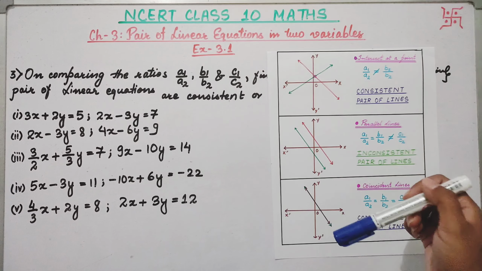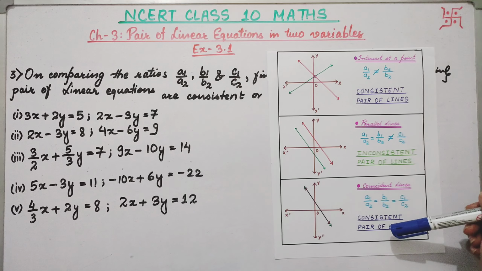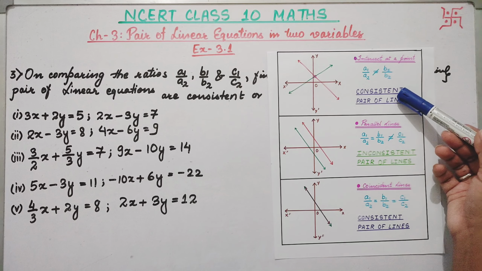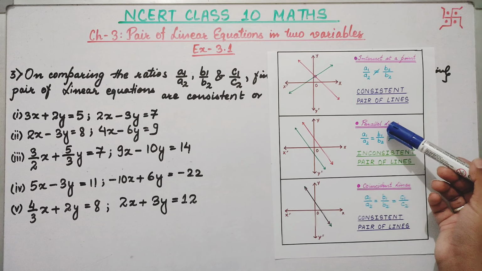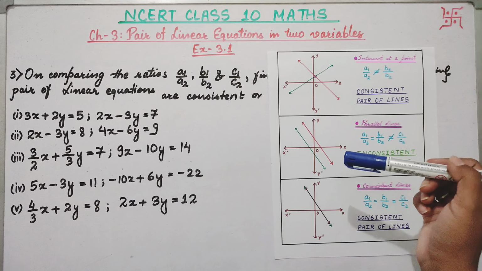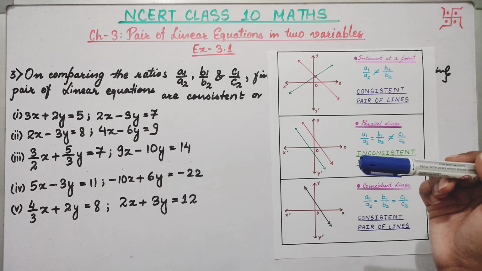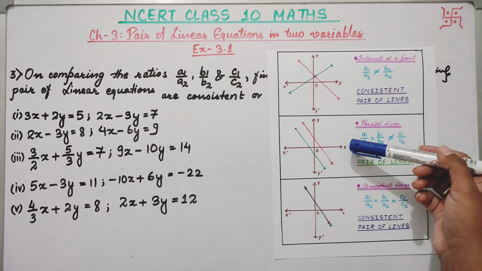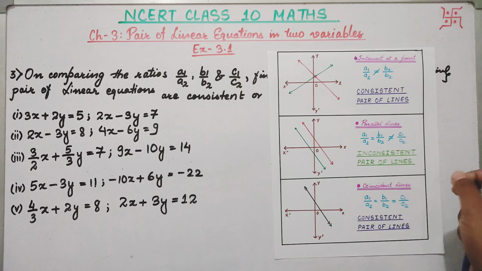If two lines have common solutions, then those lines are known as consistent pair of lines. And if the lines are parallel, which do not have any common solution, those lines are known as inconsistent pair of lines.